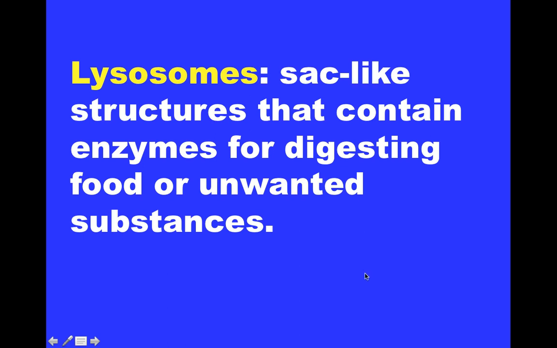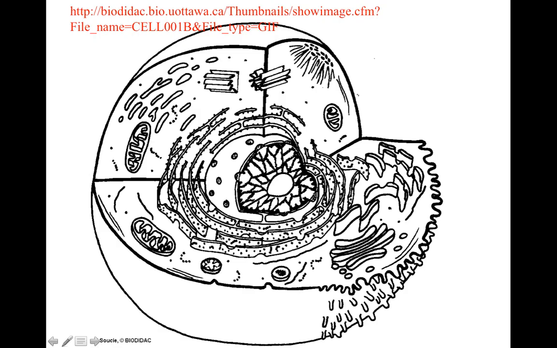Lysosomes that we saw are sac-like structures that contain enzymes for digesting food or even breaking down unwanted substances. And we see our lysosome right here.